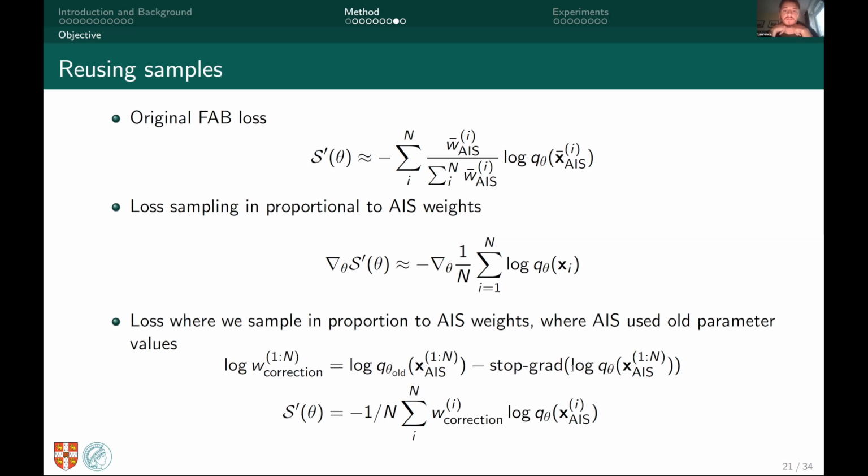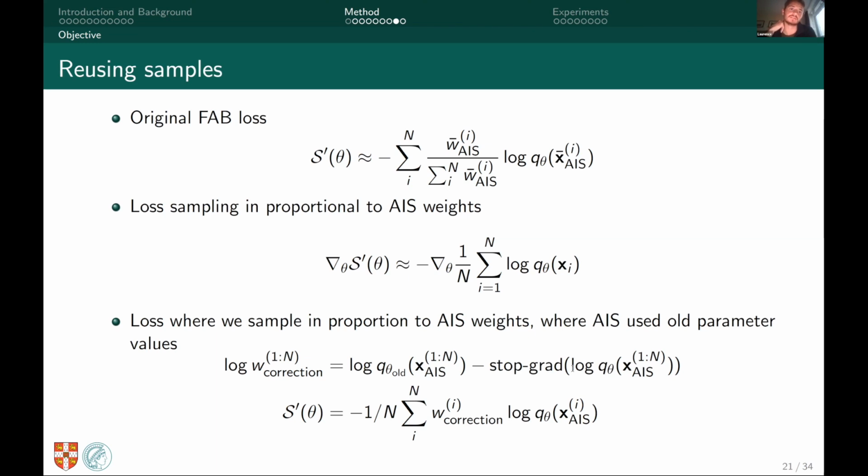But one thing that we add to our method is reusing these samples from annealed importance sampling throughout training. And the way that we can see how to do this is, if we consider our original objective, instead of weighting by the importance weights, what we could instead do is sample in proportion to the same importance weights, and then calculate our objective with that, and those two would be approximately equal. In the second equation, you can ignore the nablas. So we could just sample in proportion to the weights.